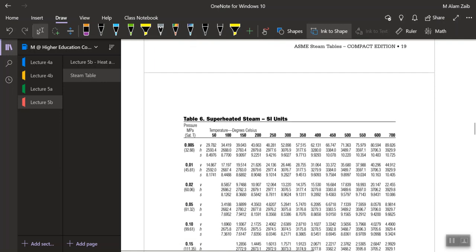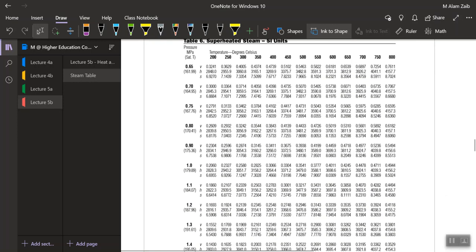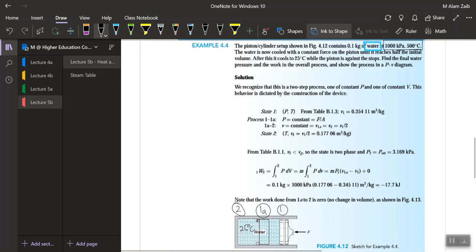So let's move to the superheated steam table and find 1 megapascal. I have 1 megapascal somewhere here, and we are interested in the volume at 1 megapascal and 500 degrees centigrade, which is 0.3541. So moving back to the question, at 1 megapascal and 500 degrees centigrade, the initial volume is 0.3541.